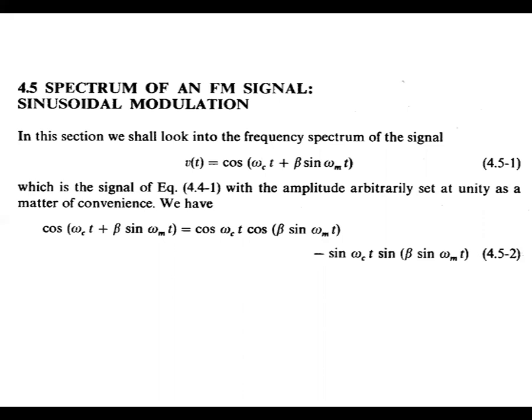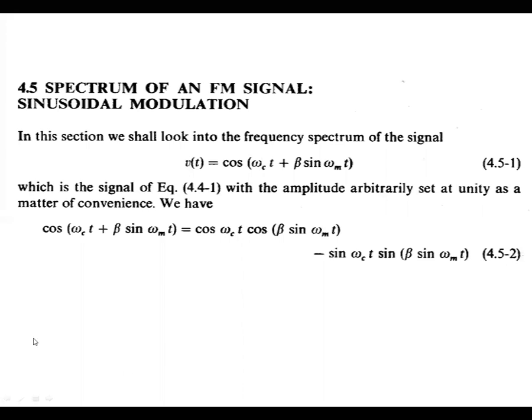So you know that v(t) is A_c cos(ω_c t + β sin ω_m t). Now the A_c is neglected here in that equation. Now v(t) is equal to cos(ω_c t + β sin ω_m t), which is the signal with the amplitude abruptly set as unity as a matter of convenience. Now A_c is unity, one. So for our convenience, we set the amplitude equal to unity. Now v(t) is equal to cos(ω_c t + β sin ω_m t).